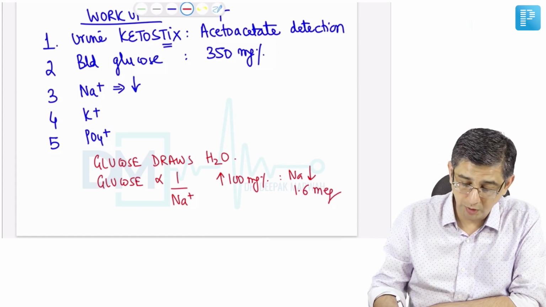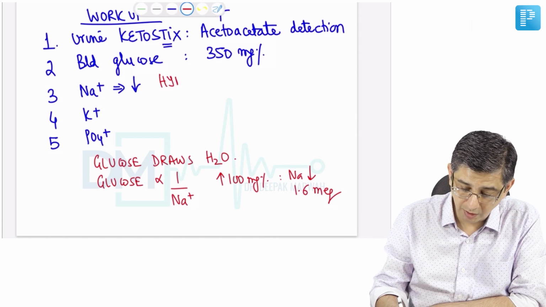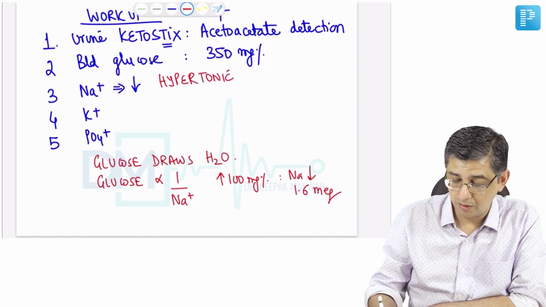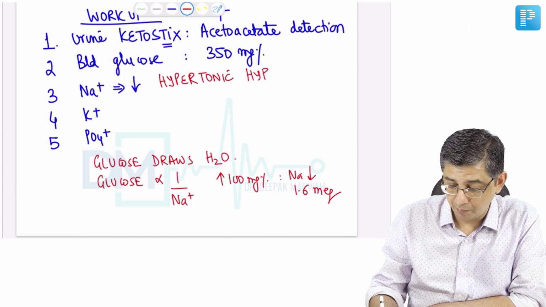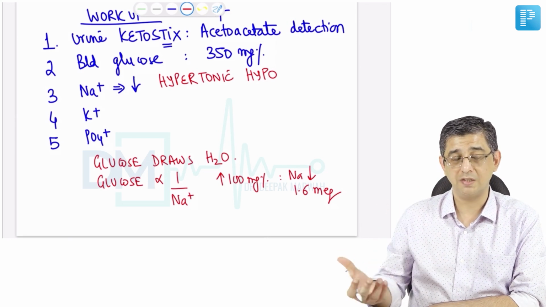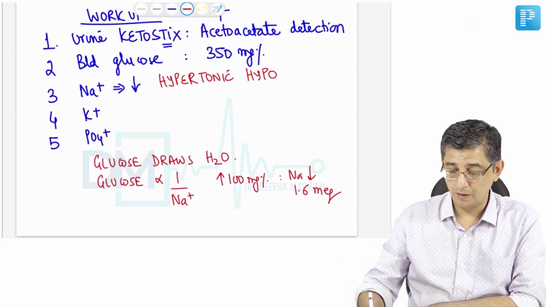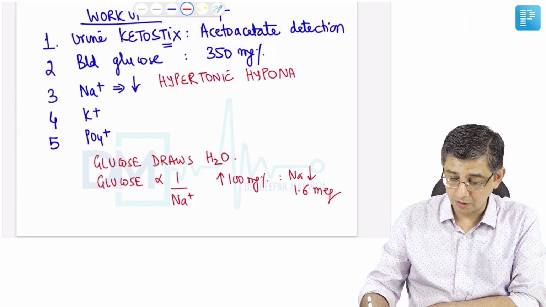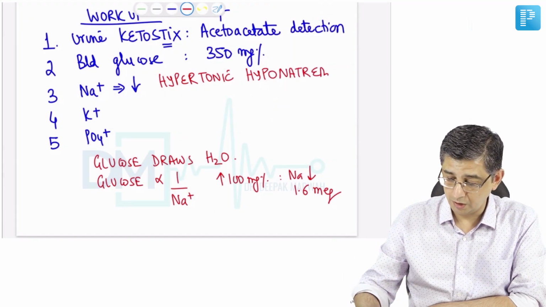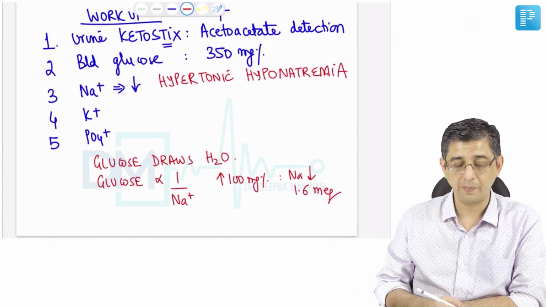What I'm explaining to you at the moment will be referred to as hypertonic hyponatremia. I'm calling it hypertonic. Why? Because the osmolality of the plasma is increasing due to excessive amount of sugar in the blood. It draws in water and causes a dilutional aspect to come in. So there is a hypertonic hyponatremia developing in this person.